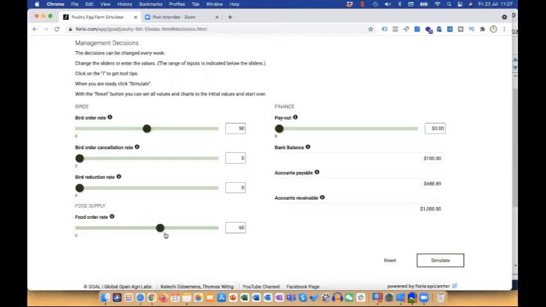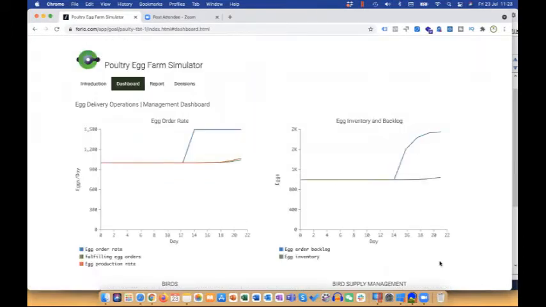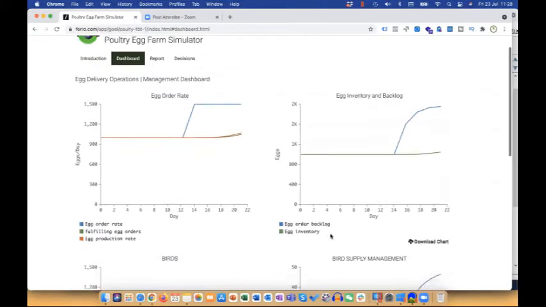and I go back to our food order rate. I think it was 200, so we will order a little bit more. Let's say like 250 or so kilograms per day. We're not taking anything out of the bank, and we're simulating. And okay, there's something happening now.